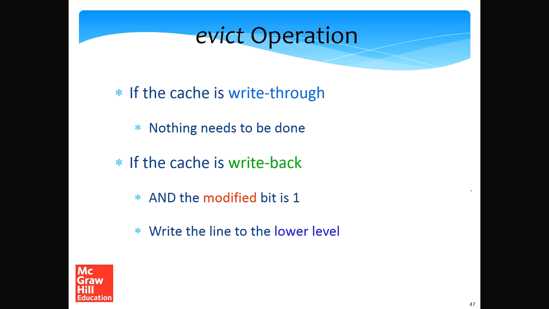Then we consider the evict operation. This is very, very simple. If the cache is write through, nothing needs to be done. We can throw out the line. If the cache is write back and the modified bit is 0, nothing needs to be done. We can evict it. If the modified bit is 1, it means that new data has been written to this line. So we need to write the line to the lower level and then evict it. That's the only difference.